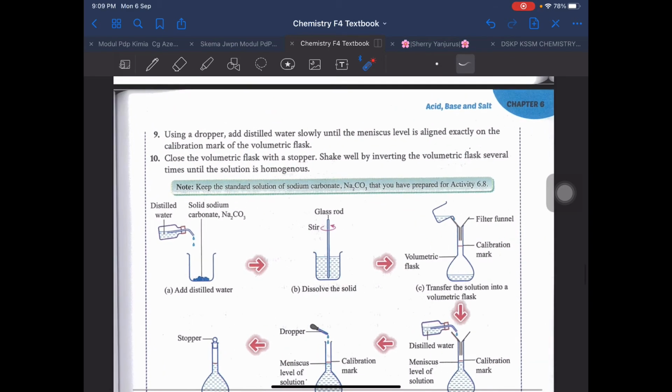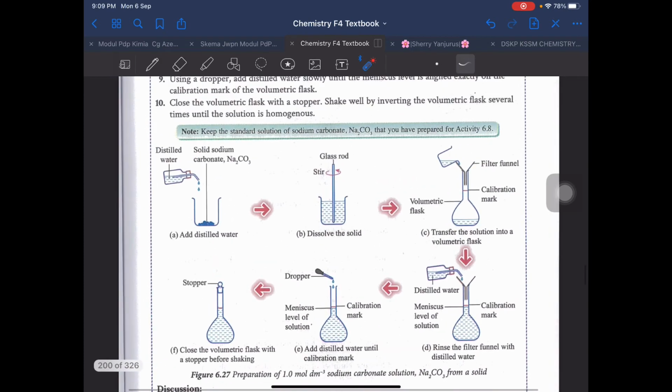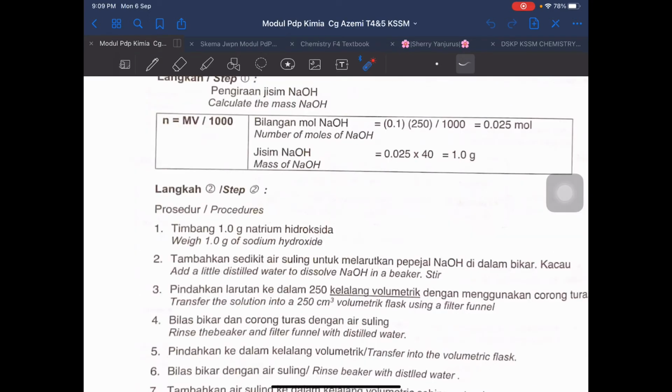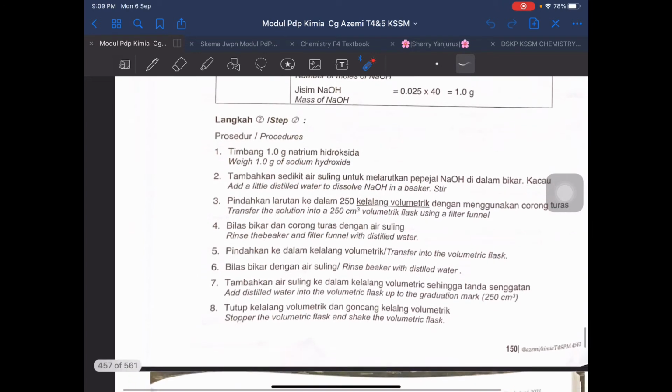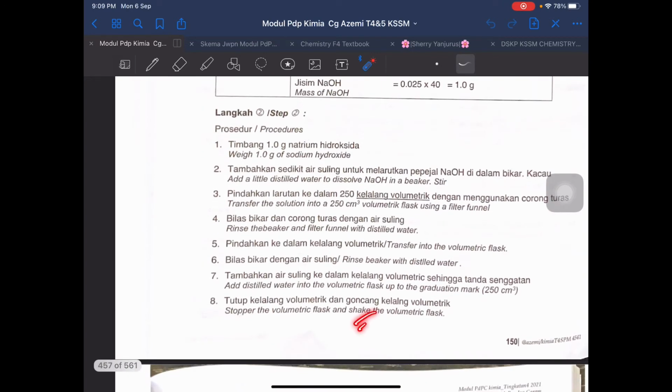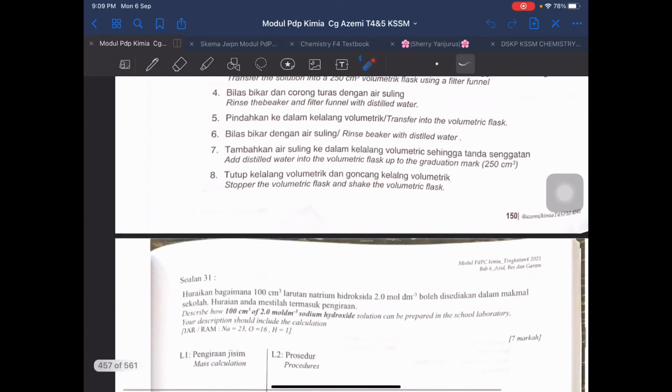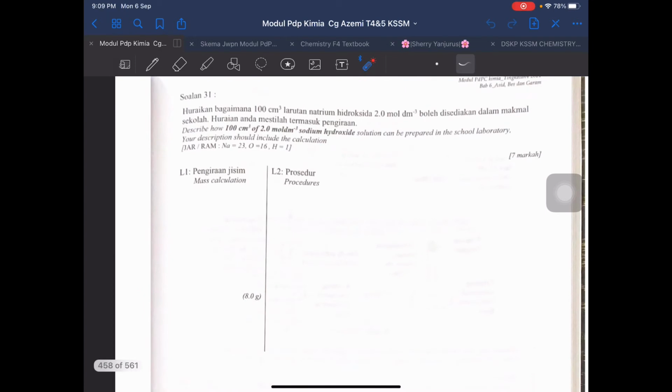Look at this note over here, class. Keep the standard solution of sodium carbonate that you have prepared for activity 6.8. This is how you prepare, and this is your standard solution lah. This is your larutan piawai of sodium carbonate. Same goes to the notes in buku Cikgu Azmi. Sama. Okay? Cuma dia punya nota lebih ringkas lah. You can follow it. Please complete this exercise.